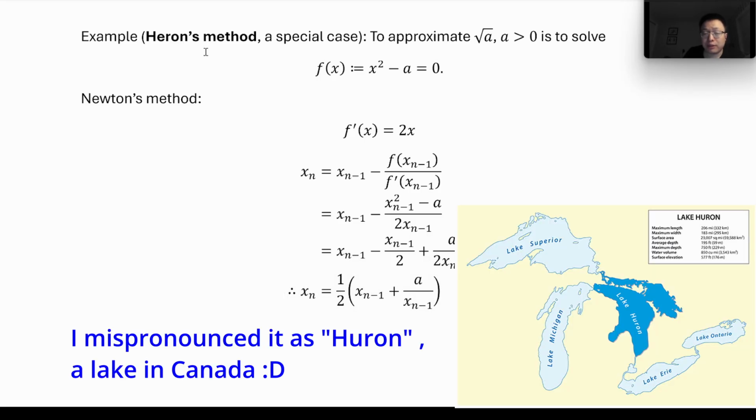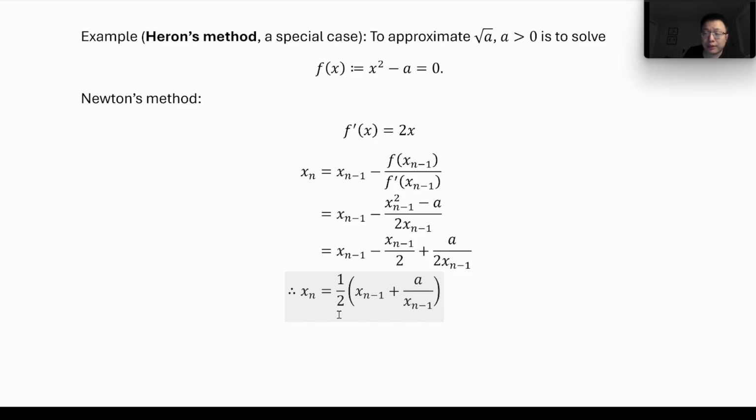I made a separate video on Heron's method a long time ago. And the iteration formula we just derived also has an intuitive meaning. So let's say xn minus 1 is the current approximation to the square root of a. Xn minus 1 may be smaller or greater than the exact square root. If xn minus 1 is an underestimate, then a over xn minus 1 has to be an overestimate, and vice versa. So what this formula does is we take an average between the underestimate and the overestimate.